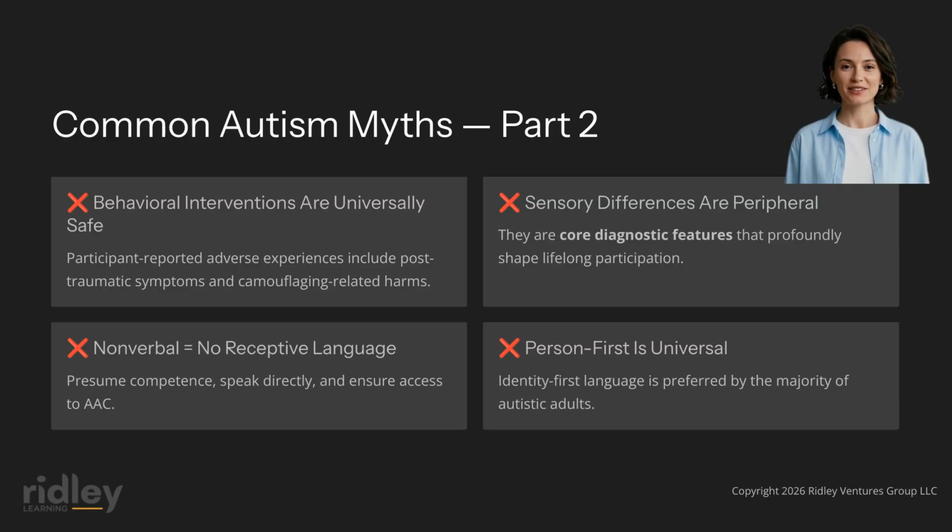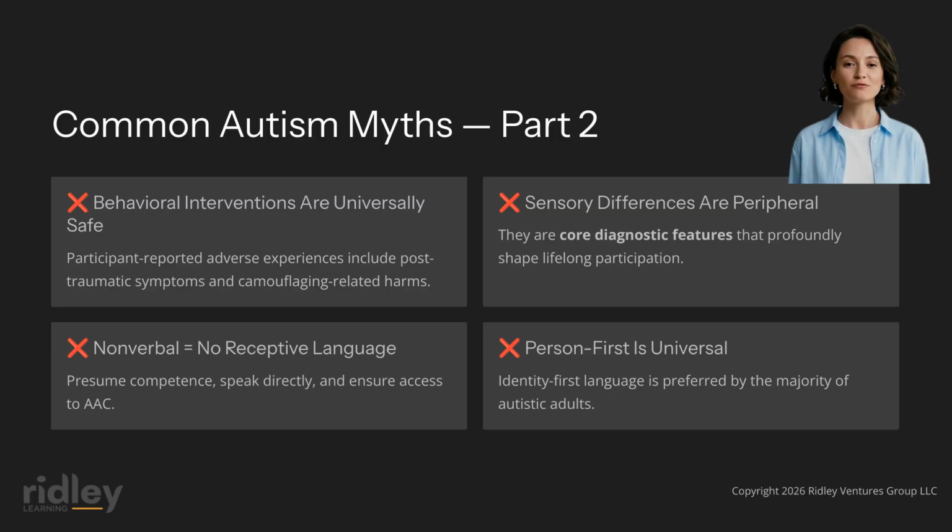Several additional misconceptions are especially relevant to rehabilitation and nursing practice. First, the belief that behavioral interventions are universally effective and free of harm isn't supported by the current evidence base. Community-engaged synthesis work highlights participant-reported adverse experiences, including post-traumatic symptoms and camouflaging-related harms, particularly when interventions target suppression of autistic traits. Second, the belief that sensory processing differences are peripheral is contradicted by their inclusion as core diagnostic features, and by the consistent finding that sensory regulation profoundly shapes participation across the lifespan.